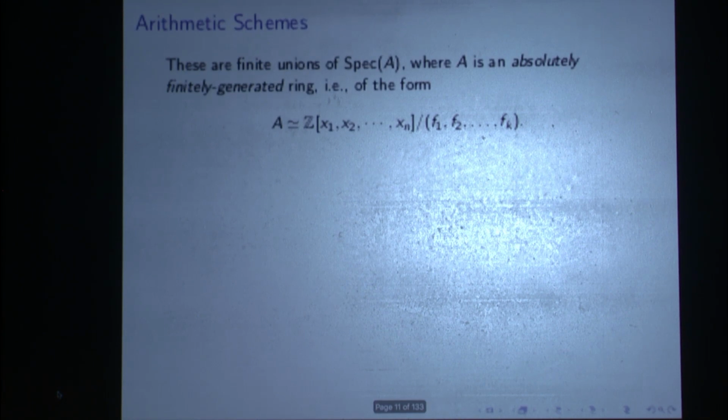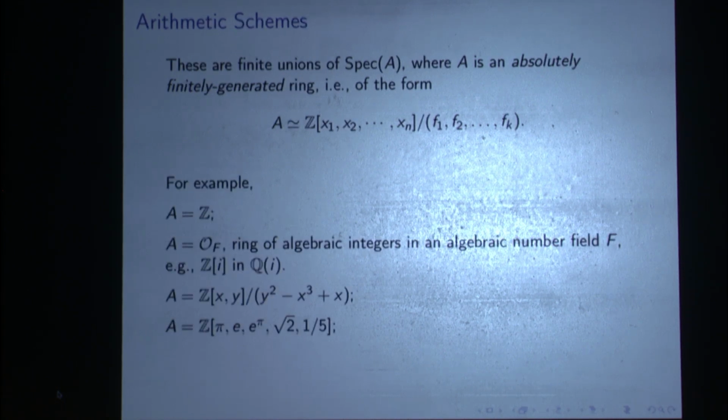So an arithmetic scheme is a finite union of spectra of rings that are sometimes called absolutely finitely generated rings. So let me explain the rings first. An absolutely finitely generated ring means literally just a ring that can be generated, using polynomial operations, by a finite collection of numbers. So you can say it's a ring that's a quotient of a polynomial ring over the integers. Right? So the obvious examples are the integers themselves.